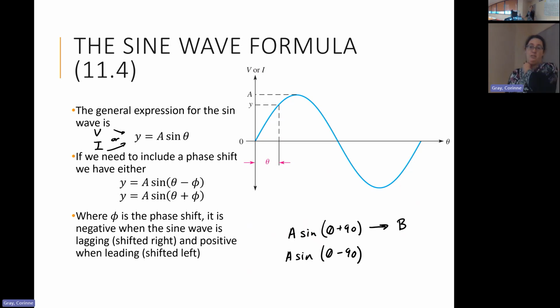Is that leading actually lagging, in the terms that we know those words as? Is that kind of backward? Yes. Is A sine theta plus 90 equal to A cosine theta? Yes.